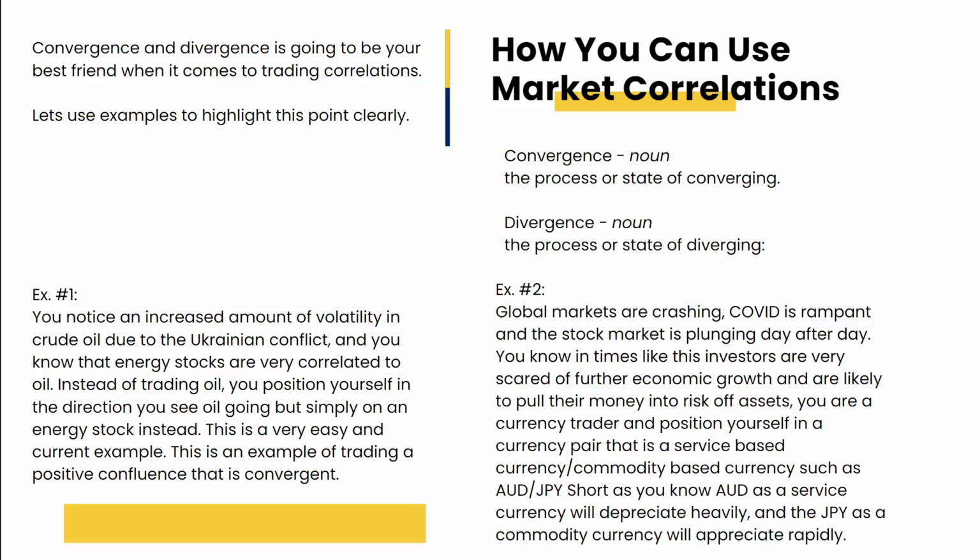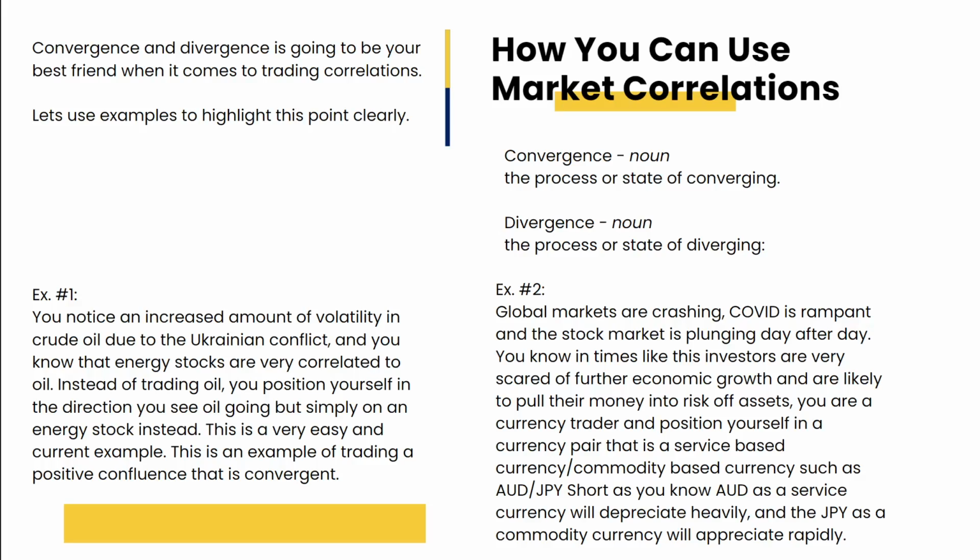And example number two is global markets are crashing. COVID is rampant and the stock market is plunging day after day. In times like this, investors are very scared of further economic growth, aka risk off, what we were talking about earlier, and are likely to pull their money into risk off assets as they think expectations are lower.